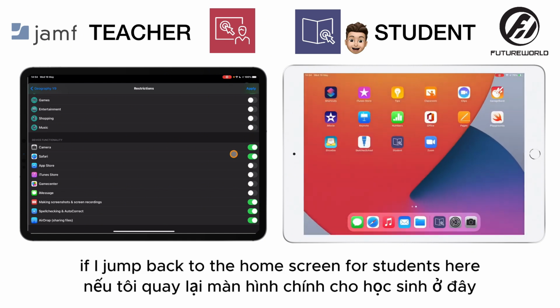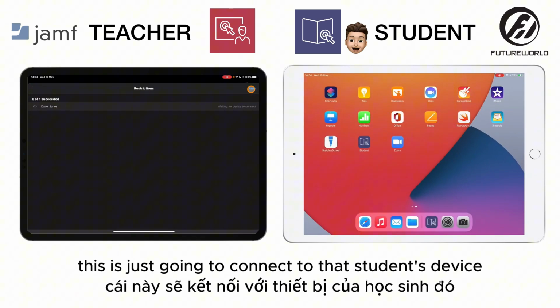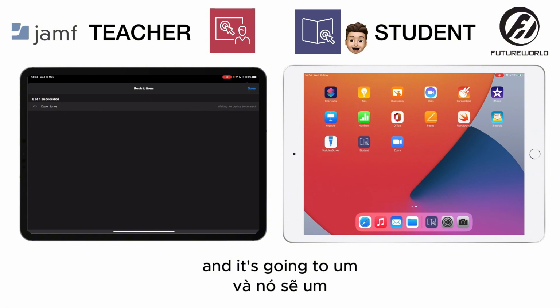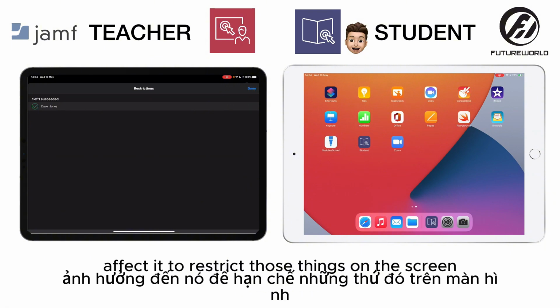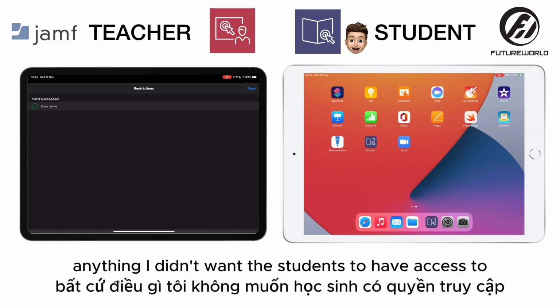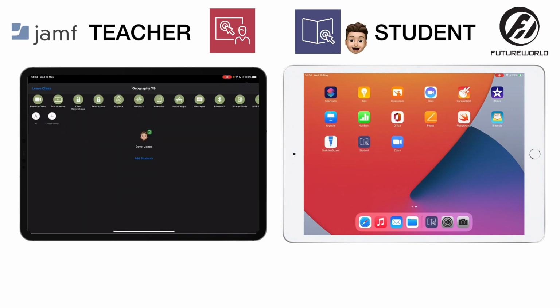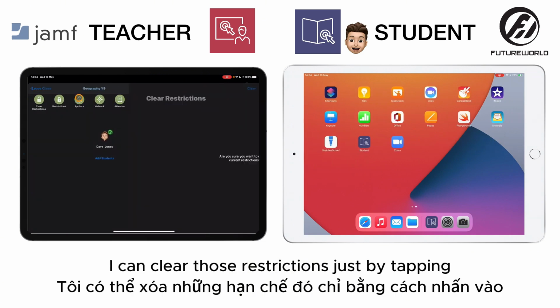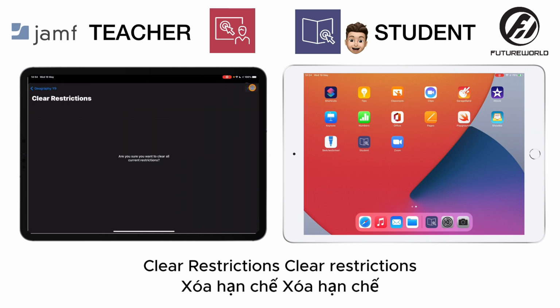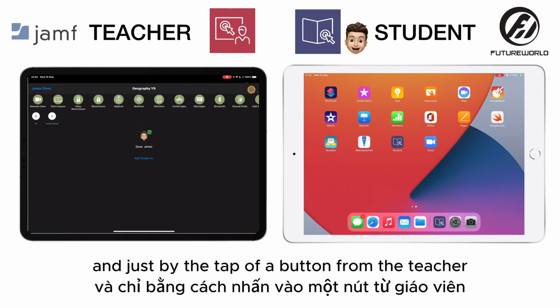Now if I jump back to the home screen for the students here and tap Apply, this is just going to connect to that student's device and it's going to affect it to restrict those things on the screen. So therefore, anything I didn't want the students to have access to, they now no longer have access to on their device. Again, I can clear those restrictions just by tapping clear restrictions, confirming it, and you'll see those apps instantly pop back up. So really, really fine control, and just by the tap of a button from the teacher.